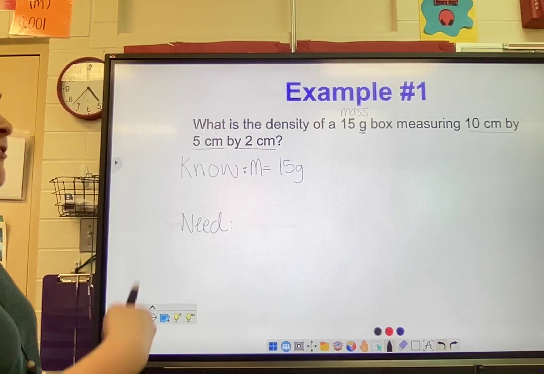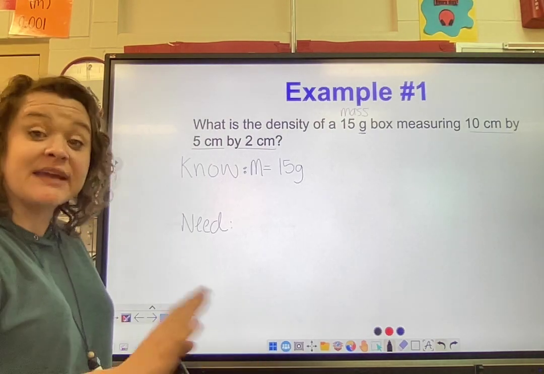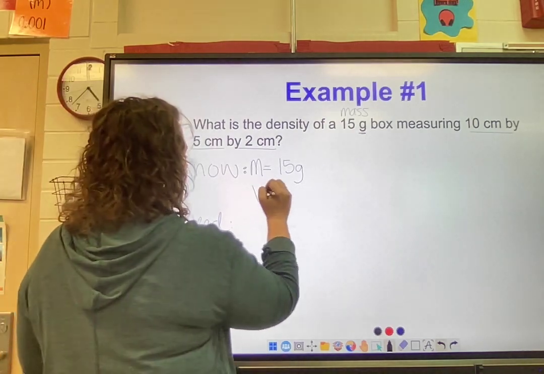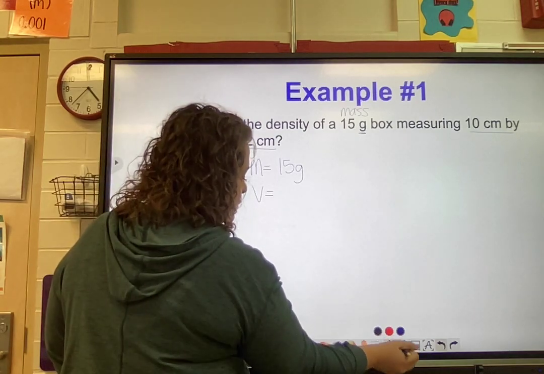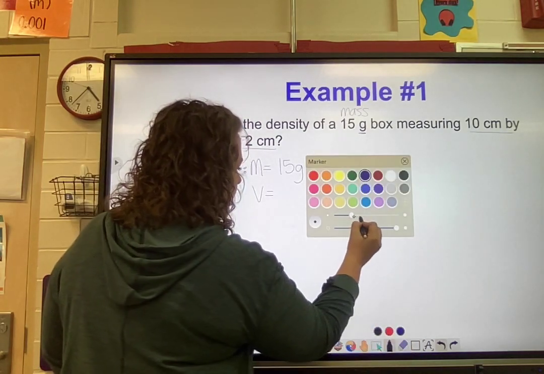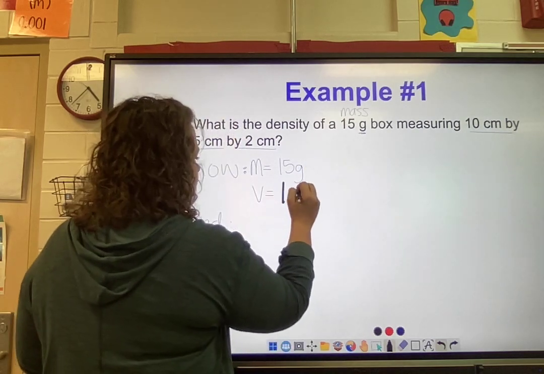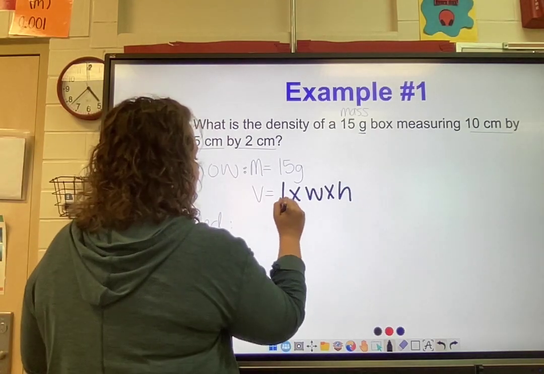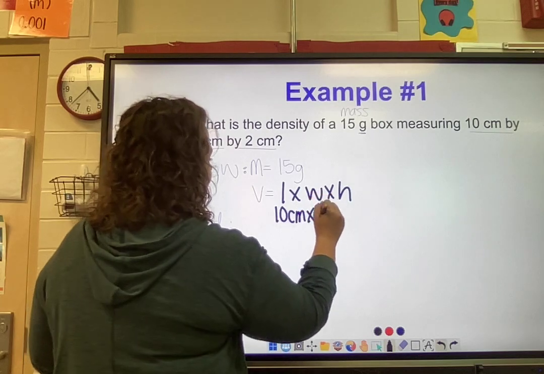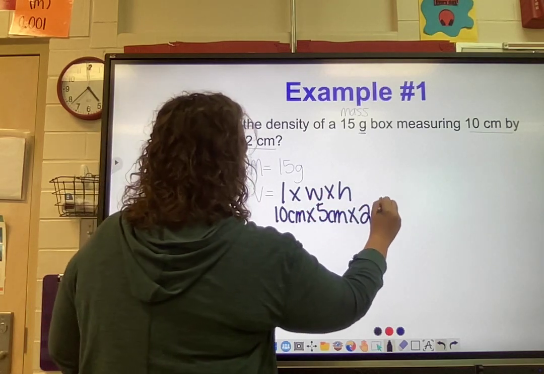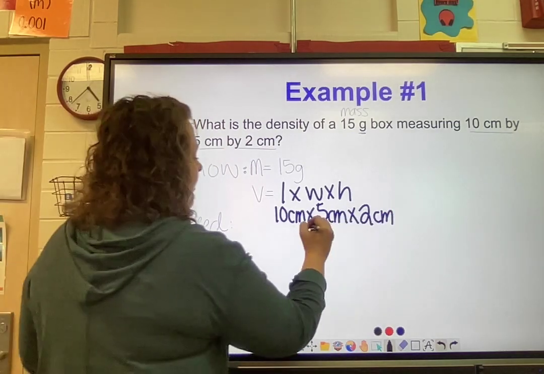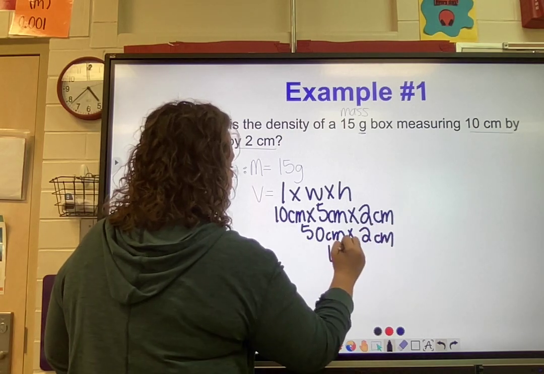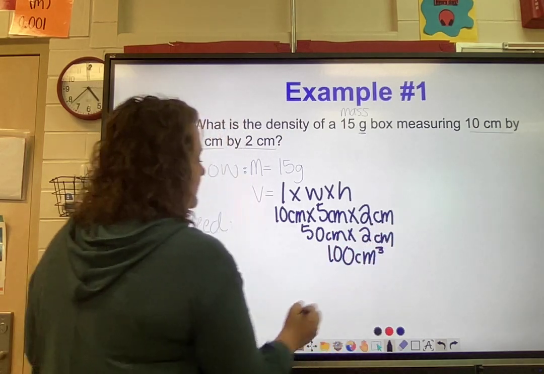Now I keep reading, and it says measuring 10 centimeters by 5 centimeters by 2 centimeters. That means my volume is not given to me, but I can find it using the formula we used previously. Volume equals length times width times height. So I can do my 10 centimeters times my 5 centimeters times my 2 centimeters. When I multiply those out, 10 times 5 is 50, times my 2 centimeters, so I have 100 centimeters cubed.